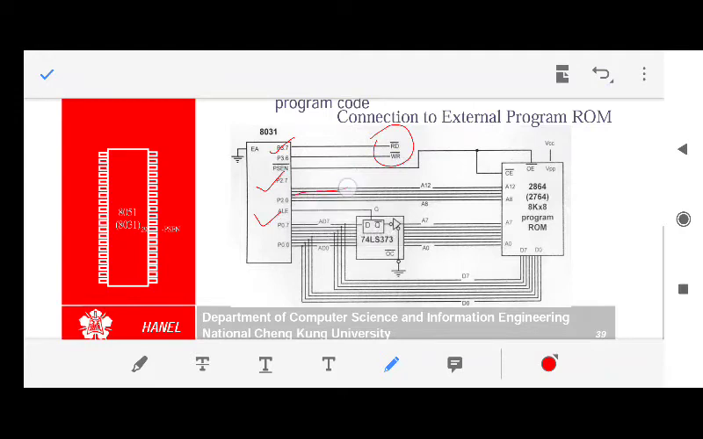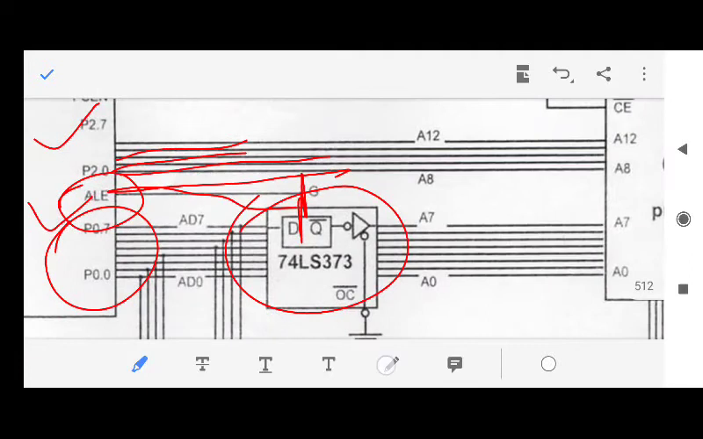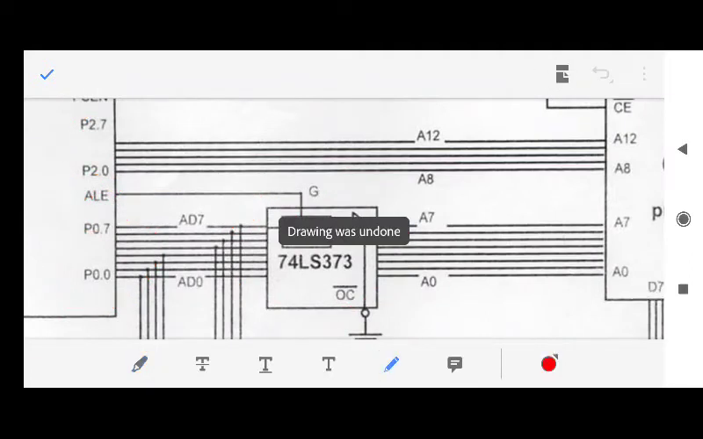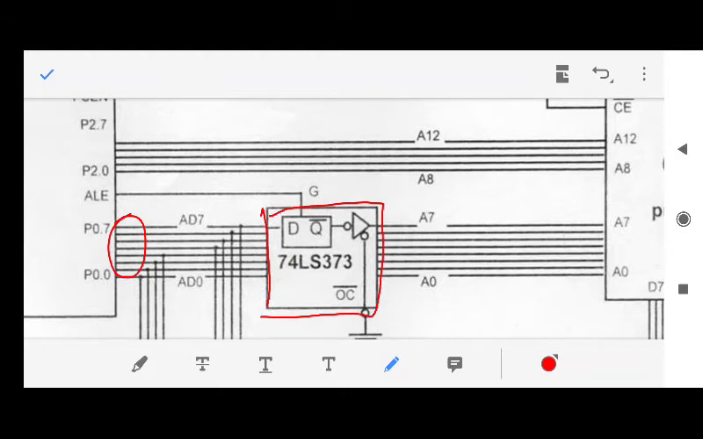Now address pins should be connected. The port 0 address pins are not directly connected, they are connected through a latch. And how to control the latch? They are controlled through address latch enable. Let me magnify it. So how are they connected? The port 0 pins are not connected directly, they are connected through a latch. Don't write all these things, just write latch.